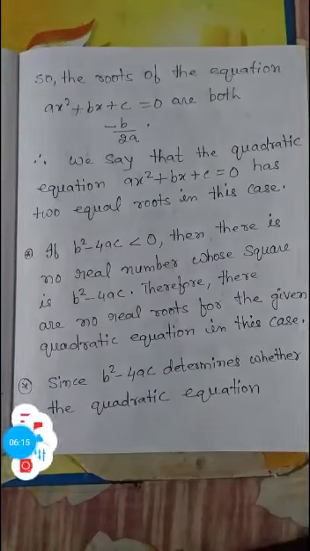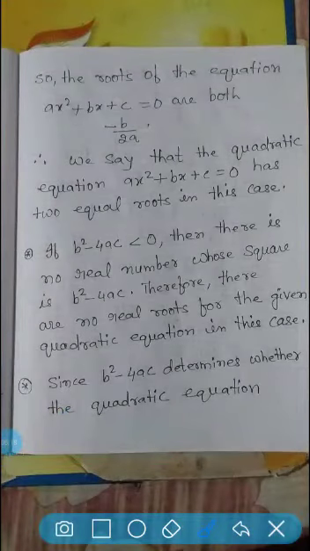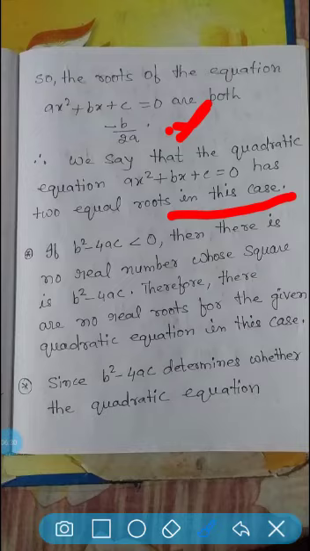So the roots of the equation ax square plus bx plus c equals 0 are both minus b by 2a. We say that the quadratic equation has two equal roots when b square minus 4ac equals 0. And if b square minus 4ac is less than 0, then there is no real number whose square is b square minus 4ac. Therefore, there are no real roots for the given quadratic equation in this case.